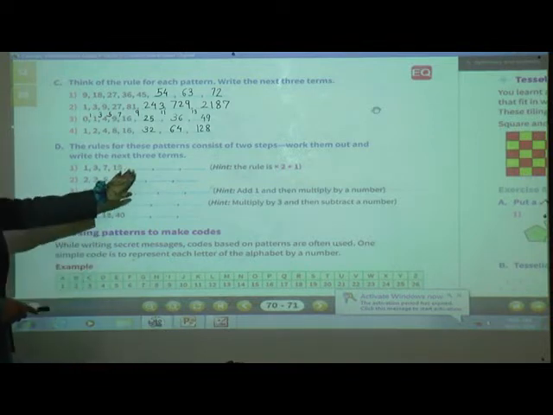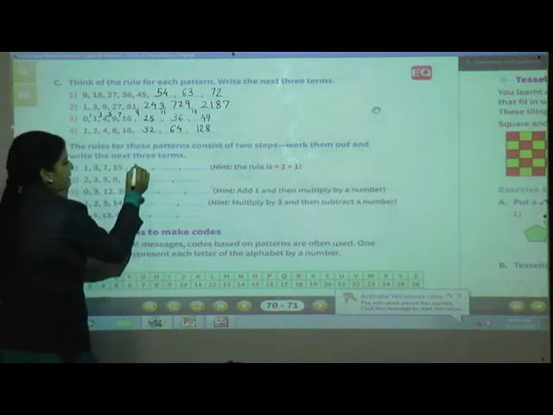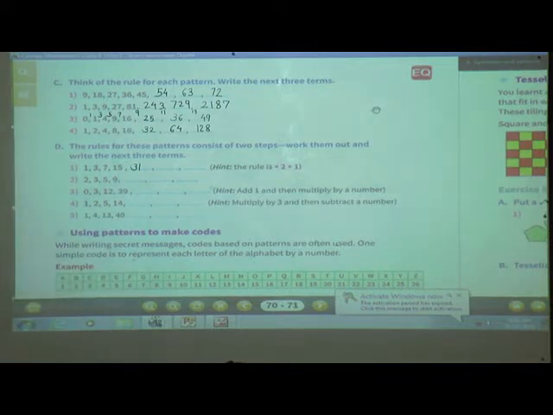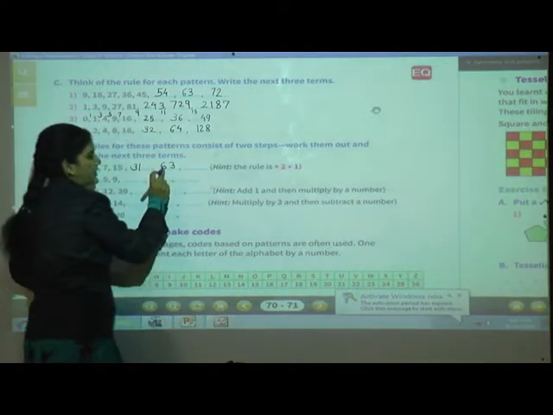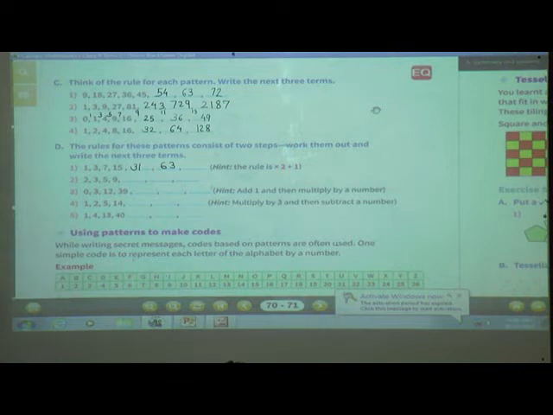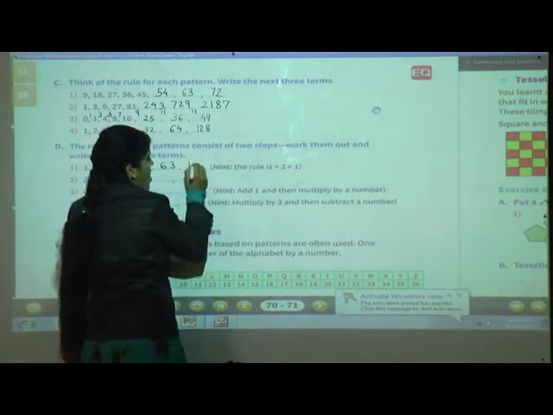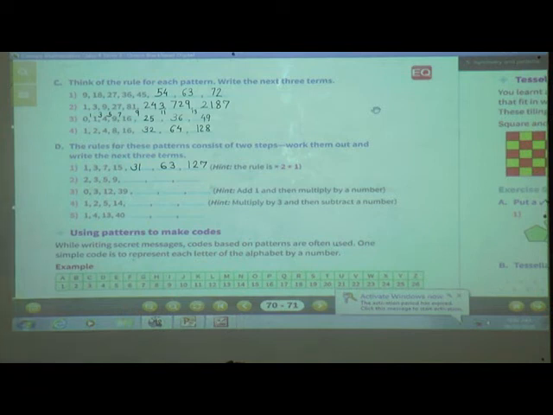That means here 15 multiply by 2, 30 and plus 1, that means 31. So multiply 31 by 2, yes, 62 and add 1, 63. Again this multiply by 2, yes students, do the multiplication, yes, 126 and add 1, 127. Okay, now second one.